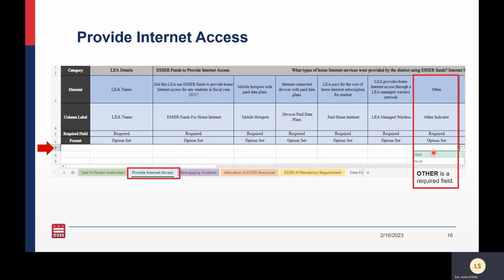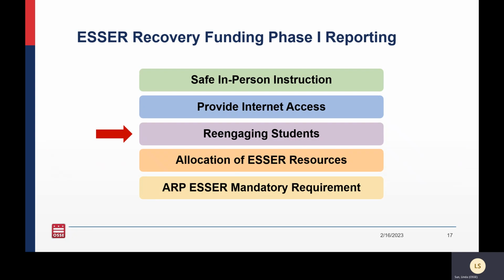Please note, other is actually a required field here. So if other doesn't apply to you, just select false. If it does, you would select true. And then there's another cell that you can't quite see here because it got cut off, but you'll need to describe what the other is. It doesn't need to be a huge long narrative, just a brief description of how you help provide home internet service to students and families. So that's that.